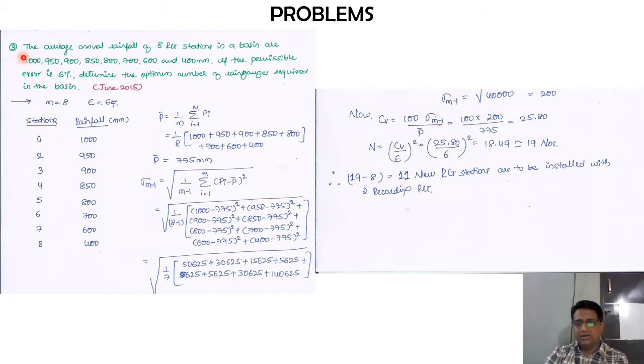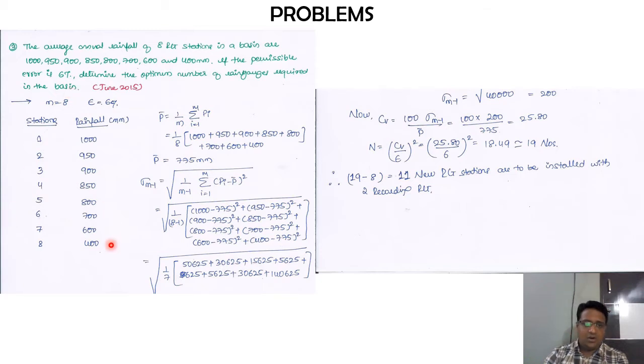So this is the third problem, for the optimum number of rain gauge stations. This question was asked in June 2015, for 6 marks. The average annual rainfall for 8 rain gauge stations in a basin are 1000, 950, 900, 850, 800, 700, 600 and 400 mm respectively. If the permissible error is 6%, determine the optimum number of rain gauges required in the basin.